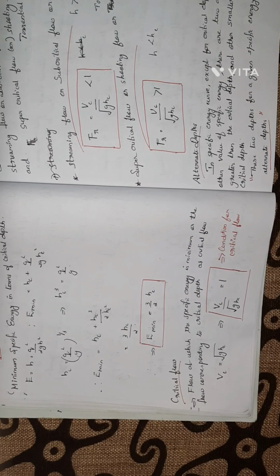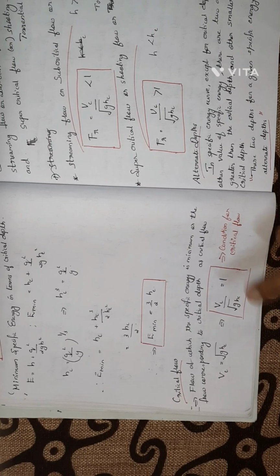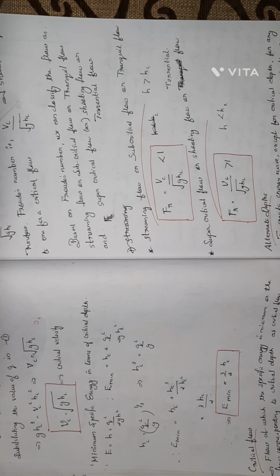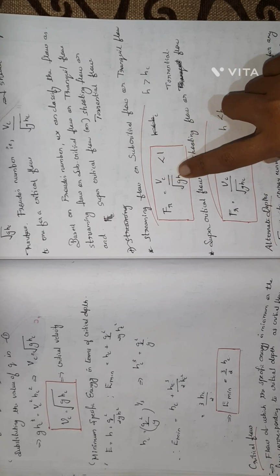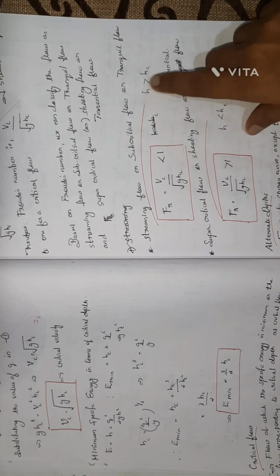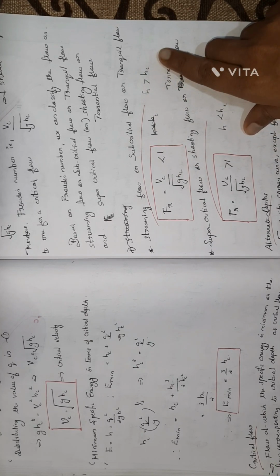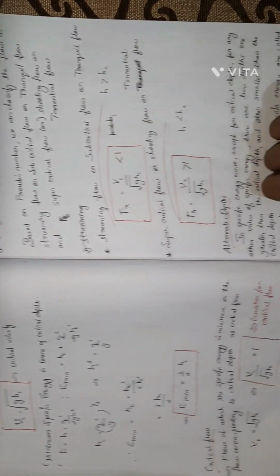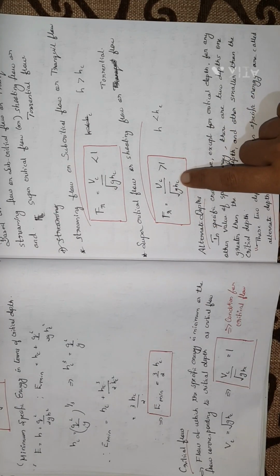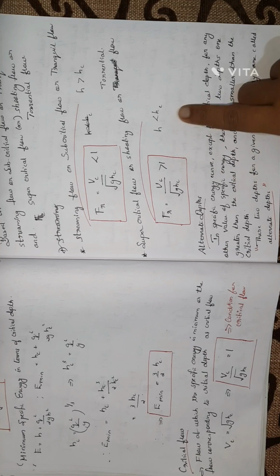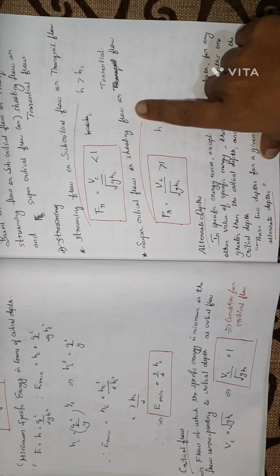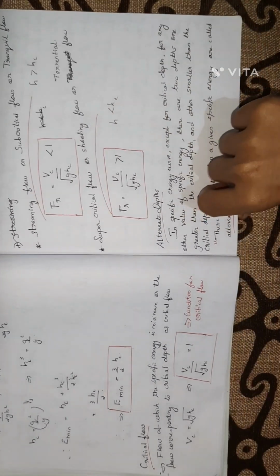Based on this Froude's number, the different types of flows in open channels can be classified as critical flow, subcritical flow and supercritical flow. If the Froude's number is less than 1, and the depth of flow is greater than the critical depth, then it will yield a streaming flow, or a subcritical flow, or a tranquil flow. And if the Froude's number is greater than 1 and the depth of flow is less than the critical depth, then it will yield a supercritical flow, or a shooting flow, or a torrential flow.